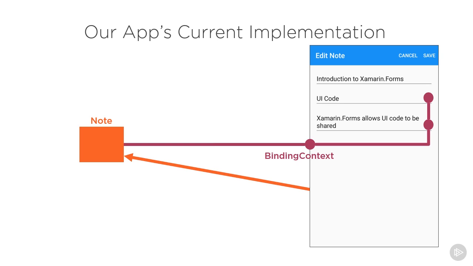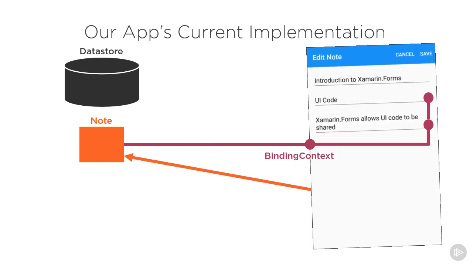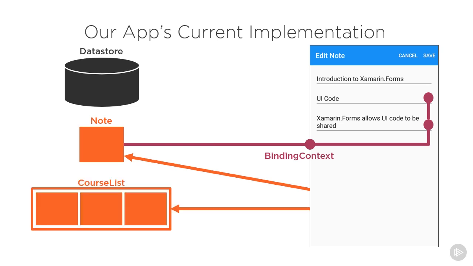But then when we got to our picker, things got a little bit more complicated. Because our picker needs a list of courses. And to get the list of courses, we need to access a data store. So then our page handles the details of going out to the data store, retrieving that course list, and then storing the course list with the page again directly referencing the information in the course list.